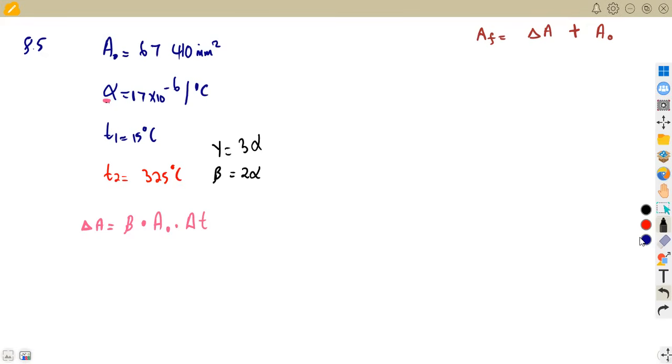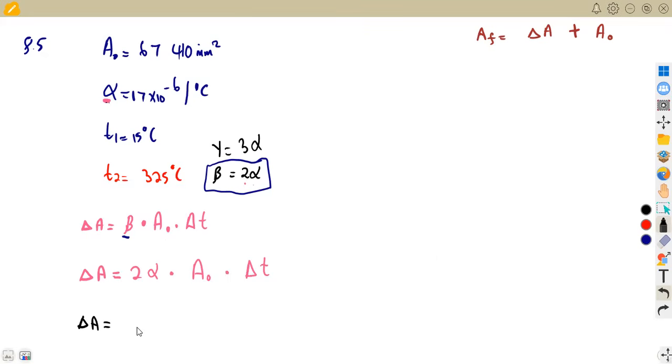So that means we can calculate this by substituting, in place of the area expansion coefficient, 2 alpha. So our change in area is going to be 2 alpha times the original area times the change in temperature, which simply means T2 minus T1, just like what we said before. So let us substitute our values and see what we are going to have.